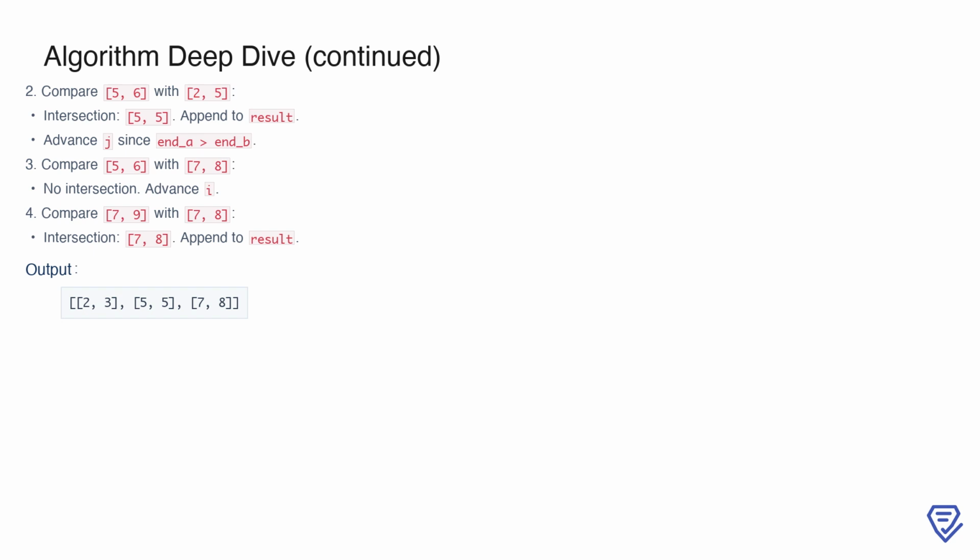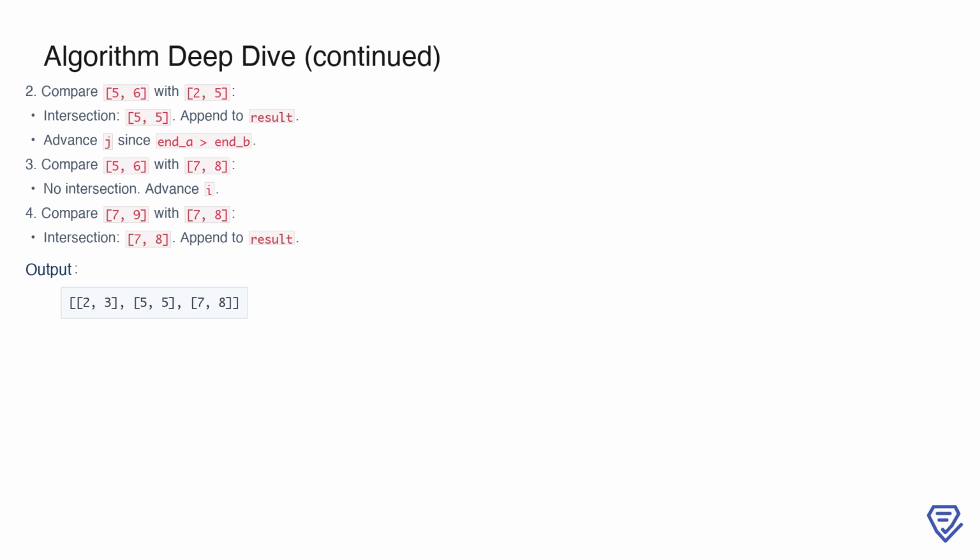Suppose we have two interval lists, [1,3], [5,6], [7,9], and [2,5], [7,8]. First, we compare [1,3] with [2,5], finding an intersection, [2,3], and advancing the pointer for the first list. Next, we compare [5,6] with [2,5], finding another intersection, [5,5], and advancing the pointer for the second list.